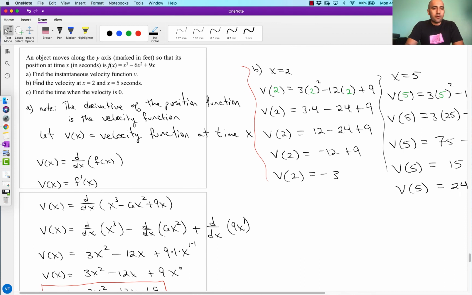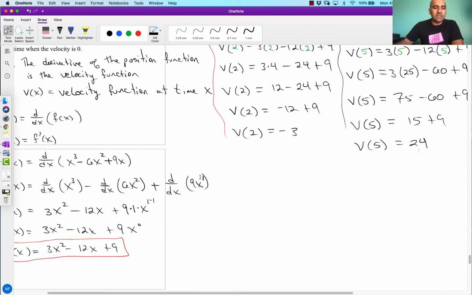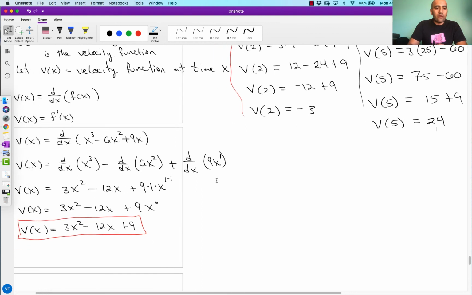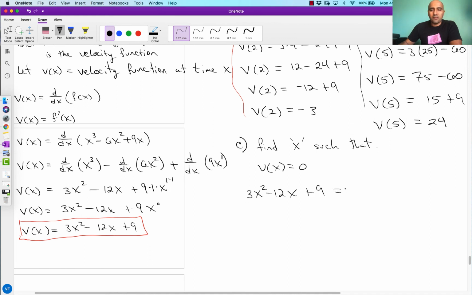The last part, part C, is find when the velocity is 0. To figure out when the velocity is 0, we need to figure out for what value of x this is going to be equal to 0. Part C: find x such that v of x equals 0. So we just need to solve 3x squared minus 12x plus 9 equals 0. So let's try and factor this.